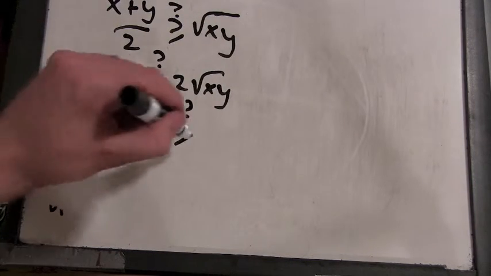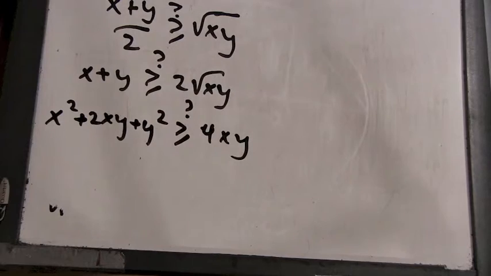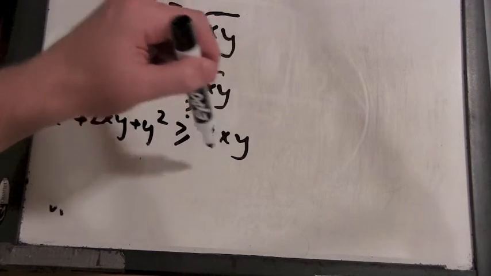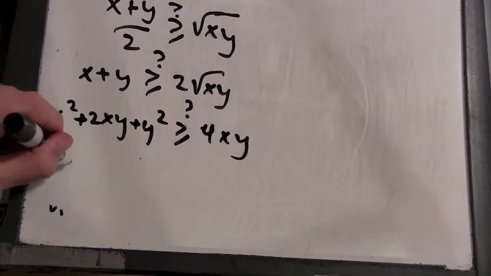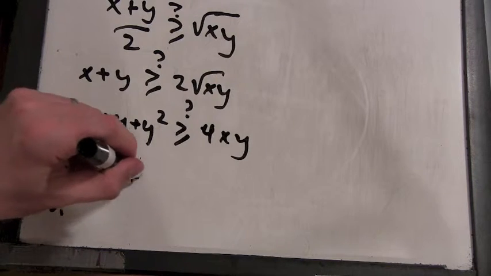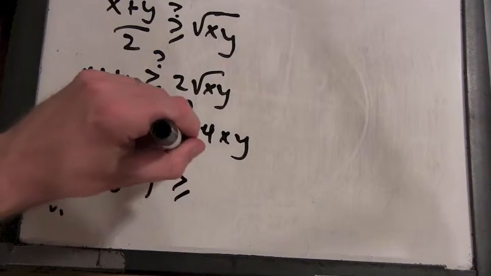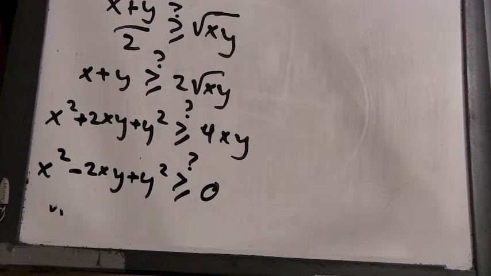It's 4xy. And now I can just subtract 4xy from both sides and get x squared minus 2xy plus y squared. Is that always greater than or equal to 0?